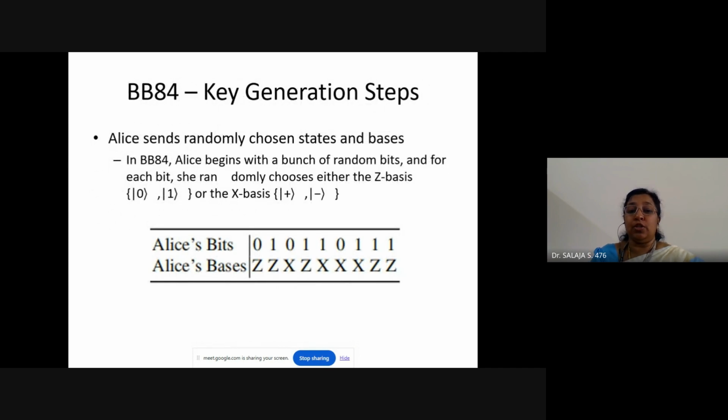Now, how are we going to do it? Alice wants to send a set of bits. Alice begins with a random set of bits, and she can apply either a Z base or an X base. So this X base and Z base is selected by Alice. For the first 0, Alice has selected the Z base. For the second 0, Alice has selected the X base. So it is purely on her selection, the selection of the sender side.